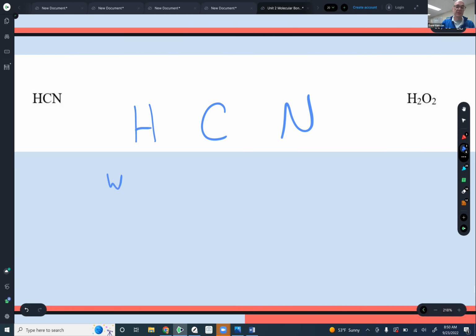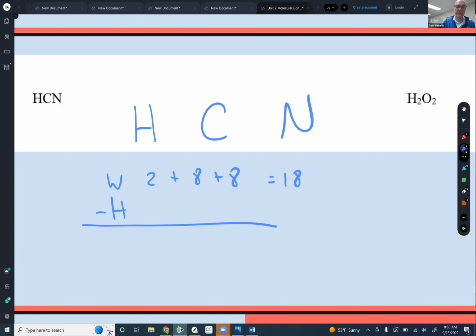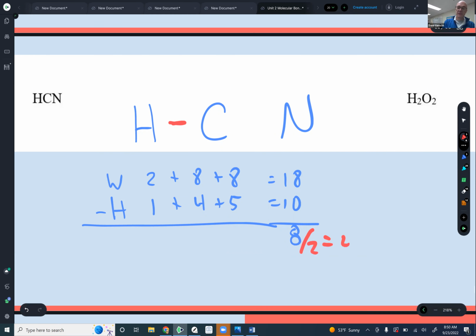Now, want minus have. Want, the hydrogen wants 2, the carbon wants 8, the nitrogen wants 8. That's a total of 18. For the have, I've got 1 for the hydrogen, I've got 4 for the carbon, I have 5 for the nitrogen. That's a total of 10. The difference between that is 8. That means I know the hydrogen can only have a single bond. But I'm looking for 4 bonds. So that means there had to have been a triple bond in between the carbon and nitrogen.